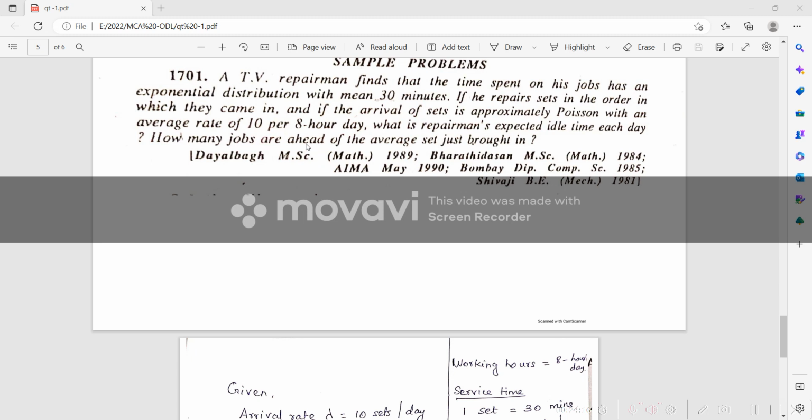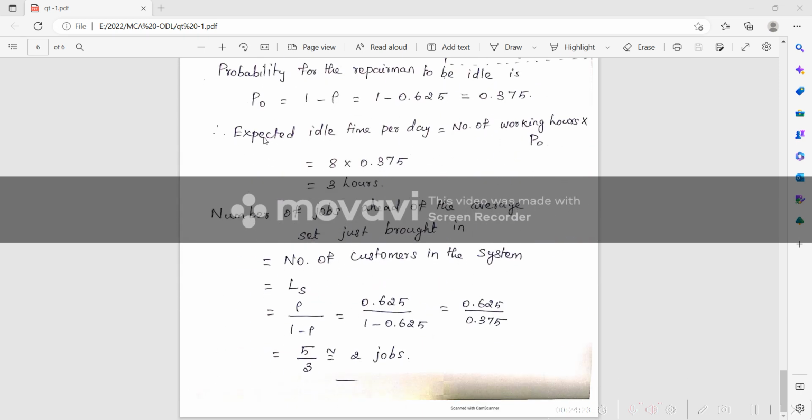But we want to know in one day how much time he is in idle condition. So we have to find that idle time. Expected idle time per day is the number of working hours into P naught. Totally he is going to work 8 hours and the P naught value is 0.375. So multiplying, we get the idle time per day is approximately equal to 3 hours. So in an 8 hour day he is going to be in idle condition for 3 hours.